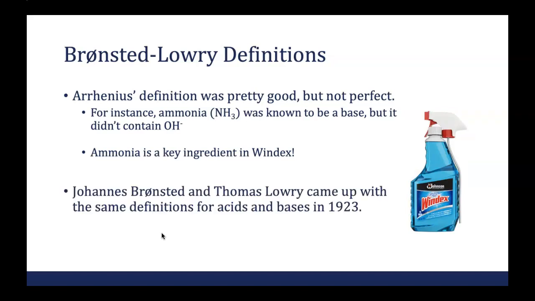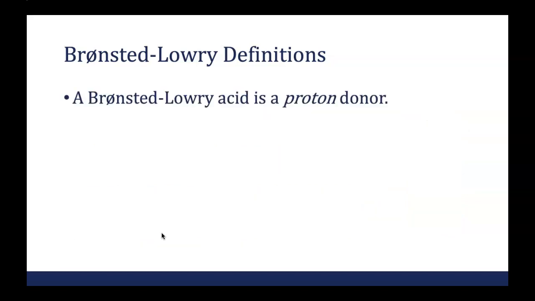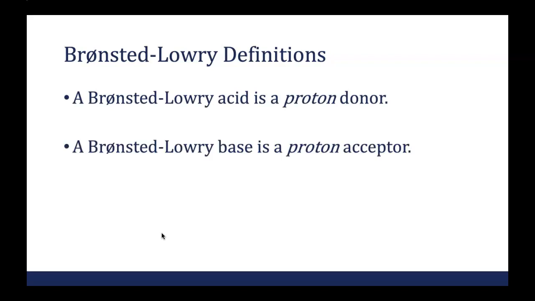All right, so in the 1920s, Johannes Bronsted and Thomas Lowry came up with similar definitions for acids and bases, and they actually worked separately. They didn't work together. But since they came up with this at the same time, we're going to refer to these as Bronsted-Lowry acids and bases. So a Bronsted-Lowry acid is a proton donor, so something that gives away an H plus ion. A Bronsted-Lowry base is a proton acceptor, or something that receives a proton or H plus ion.